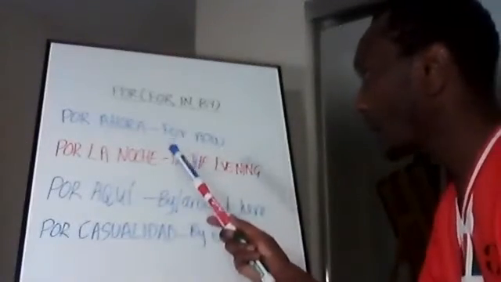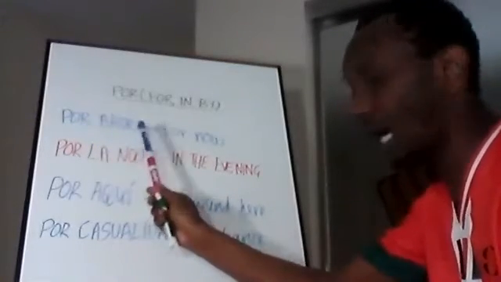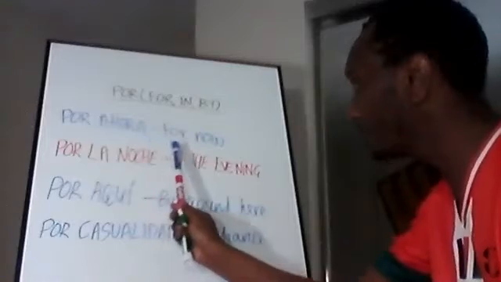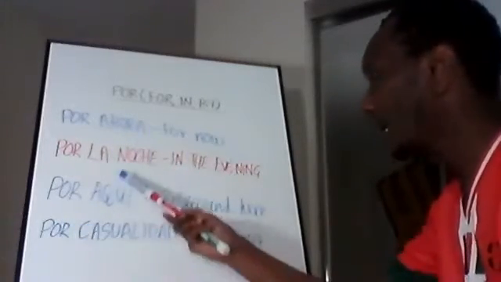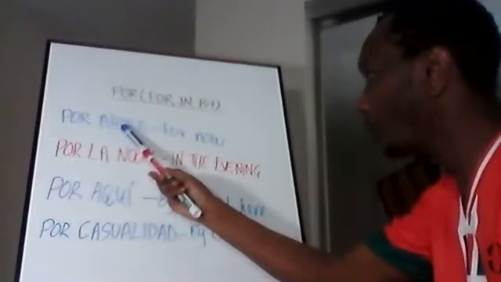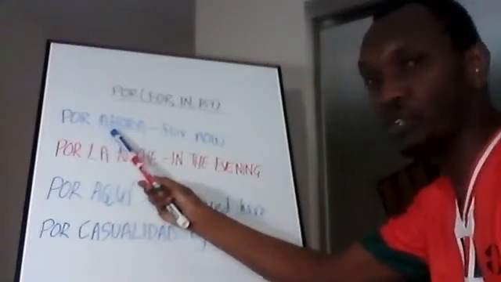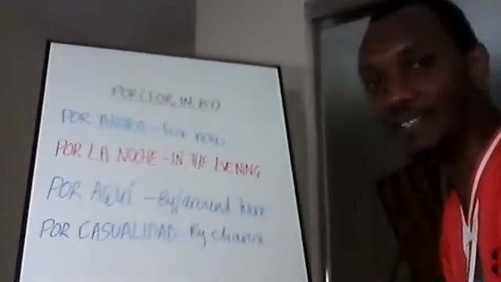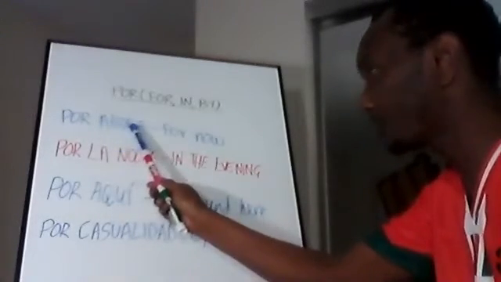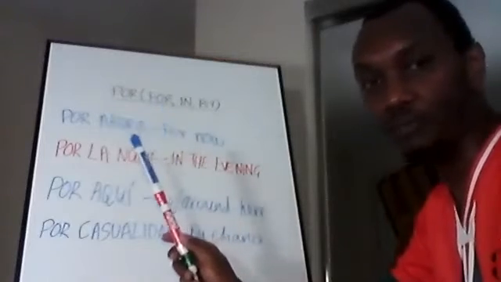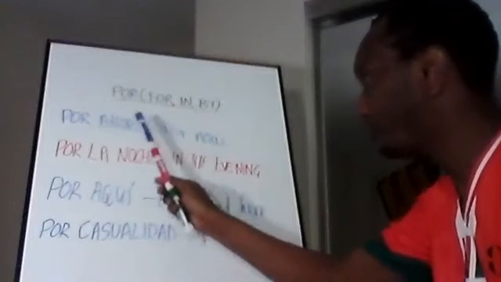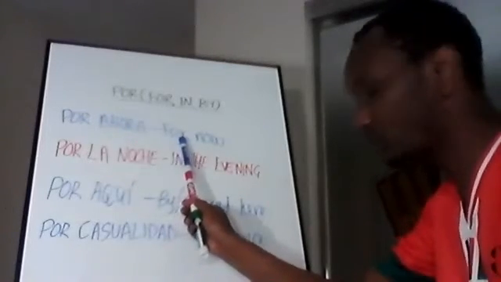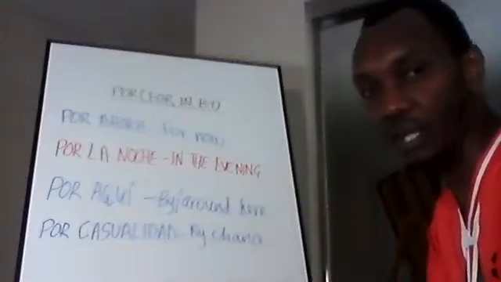The first one is por, being used as for. That example is when we say por ahora, it means for now, or for the present. Remember this is A-H-O-R-A. The reason I'm not saying the H is because H is silent in Spanish. The letter H is silent in Spanish. So that's why I'm saying por ahora, which means for now. So the first usage of P-O-R is for, to show the current time or the current situation.